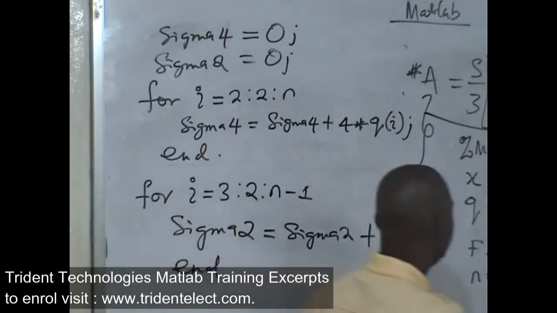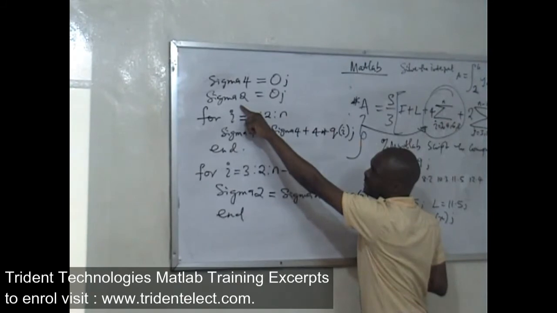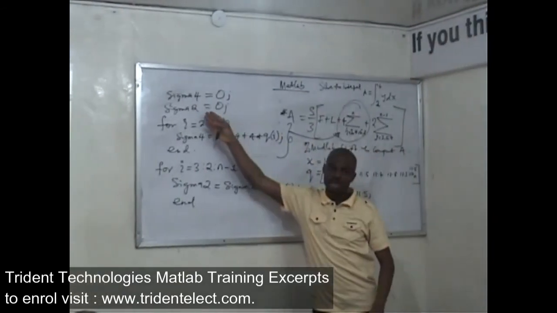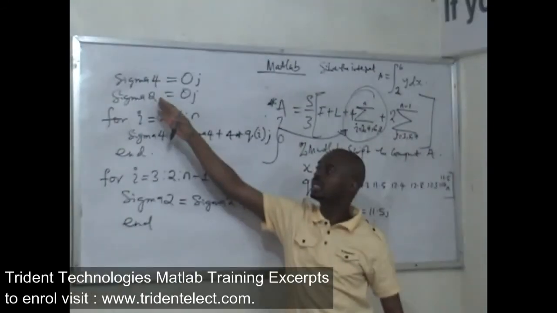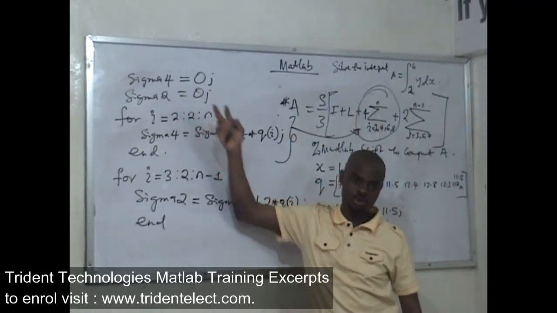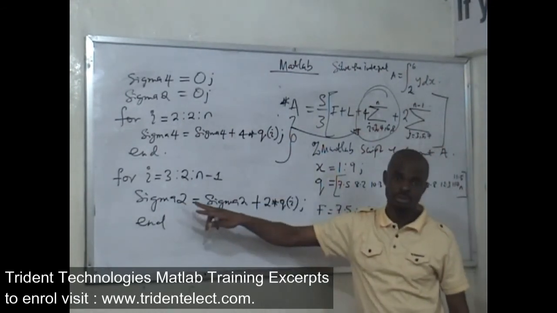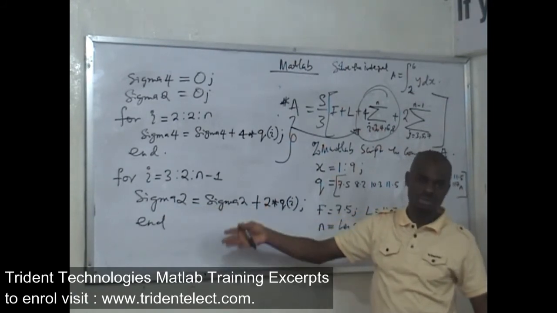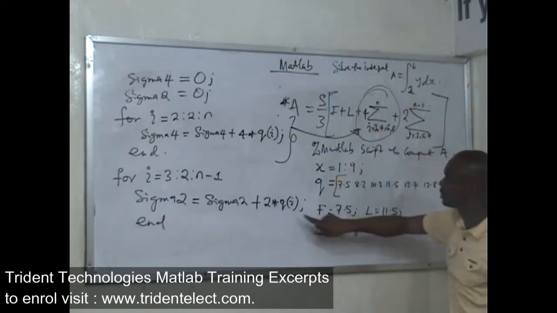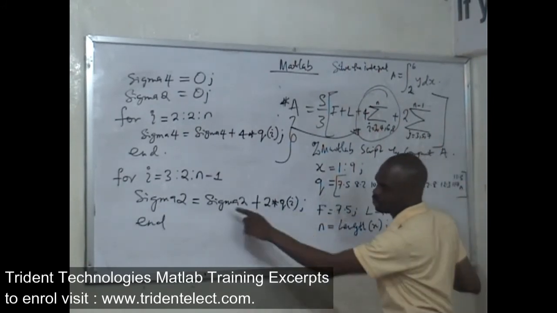And now remember, sigma 2 is the variable I declared for this summation. It could be anything you name it, as long as it's not the standard Matlab command. So you could name it your name or anything. But I'm using sigma 2, so I can relate it to this summation. It can even be a single letter. Plus 2, that is 2 times Q of I.